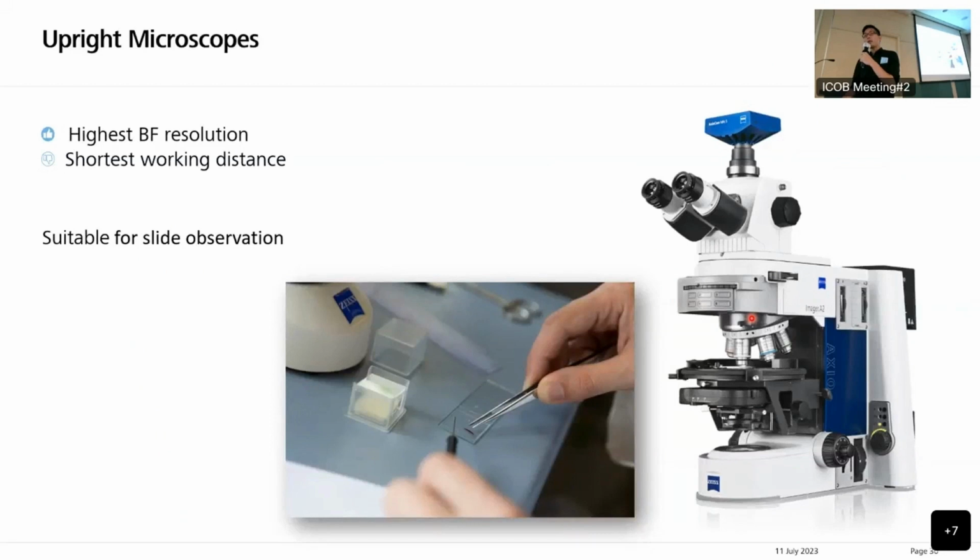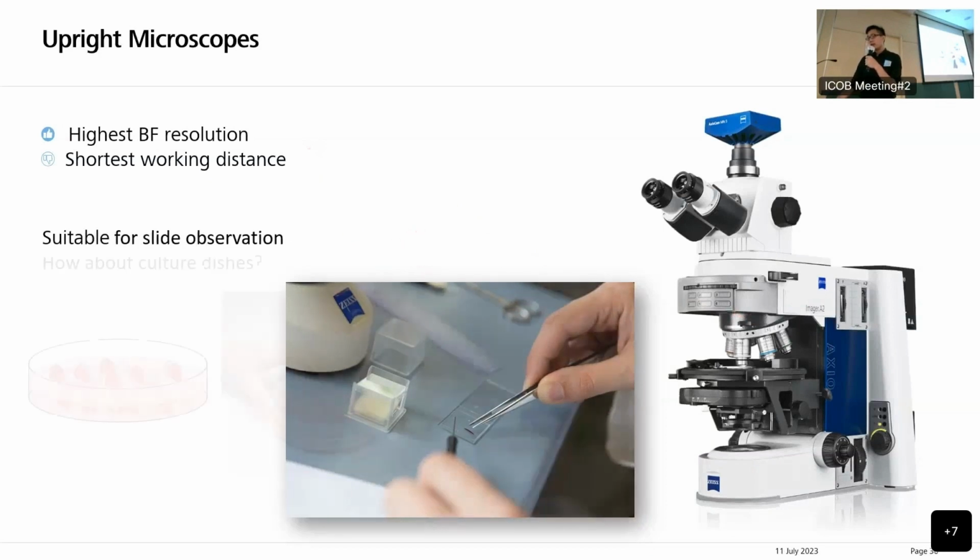For the upright microscope, the main benefit is the high bright field resolution. So if you want to image HE stain, or maybe dark field, the upright microscope is your best choice.